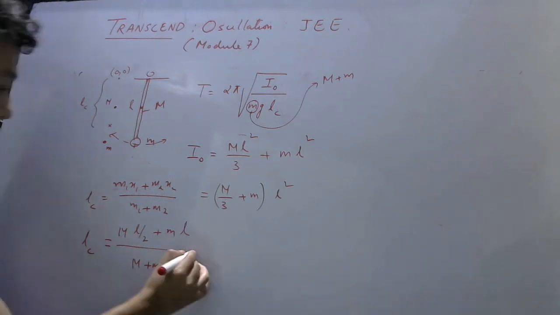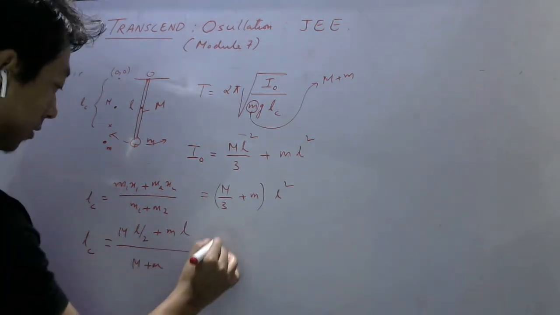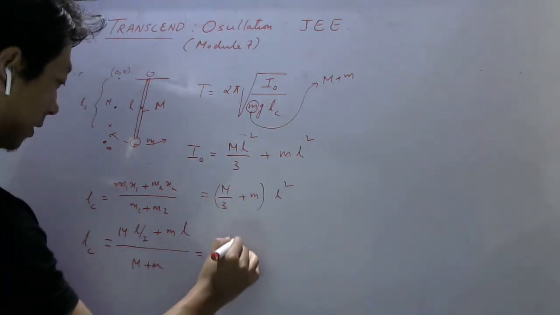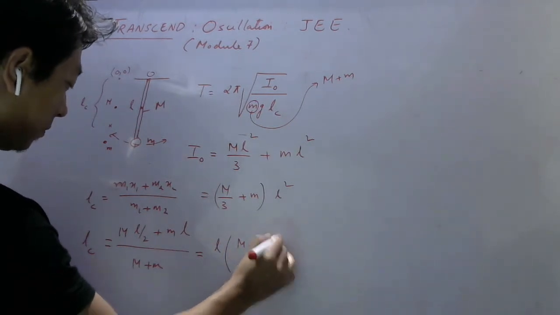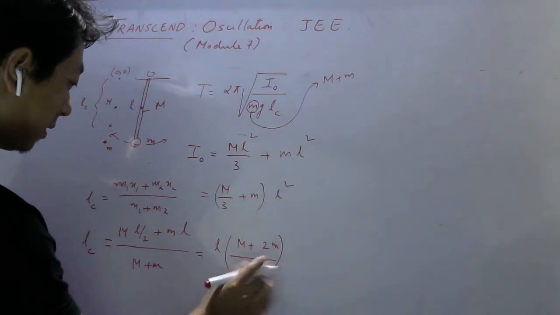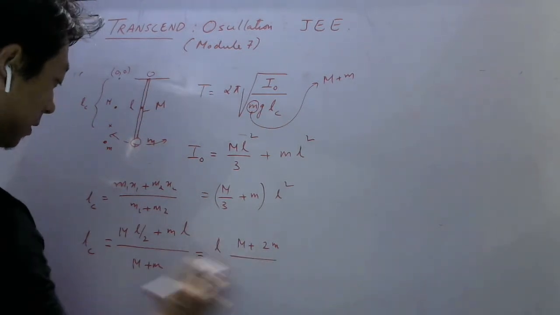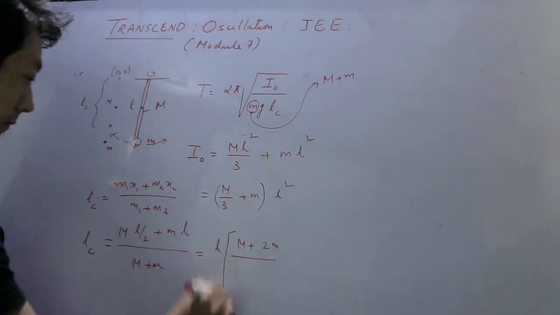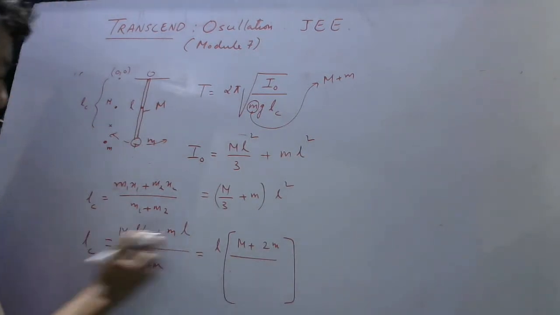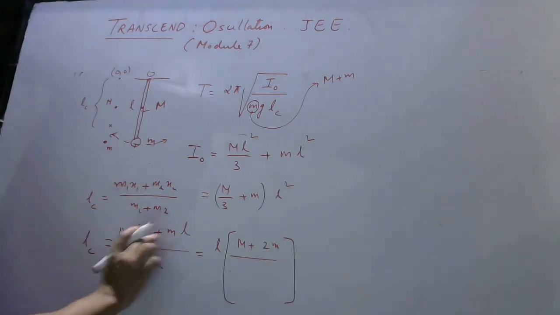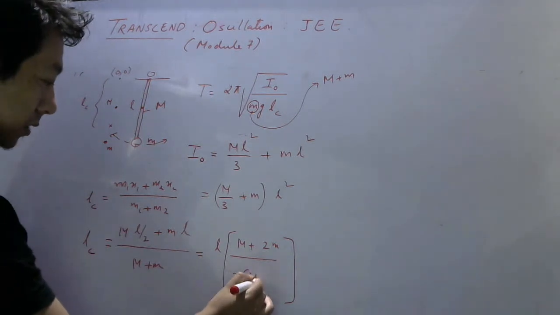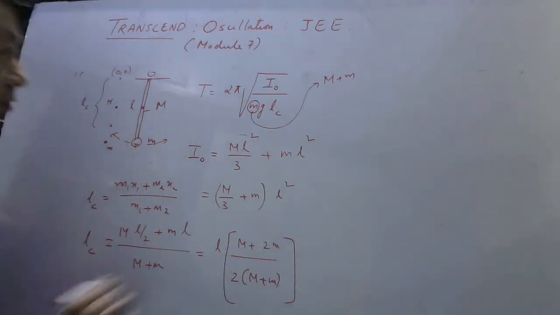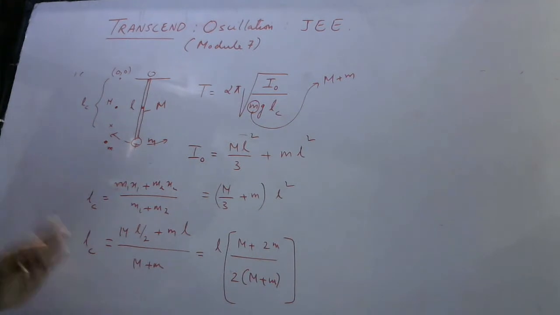So here if you take L common, you will get L times (M by 2 plus m) divided by (M plus m). After taking L common, we take the LCM, 2: (M plus 2m) divided by 2(M plus m). So everything we have found, right? Once we have found everything, let us substitute.